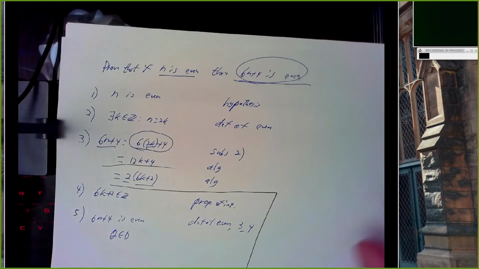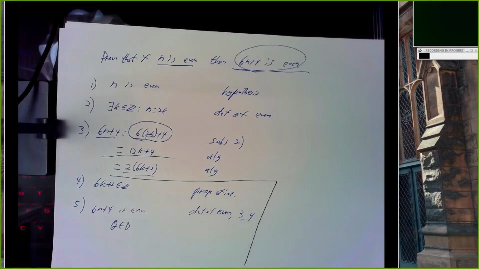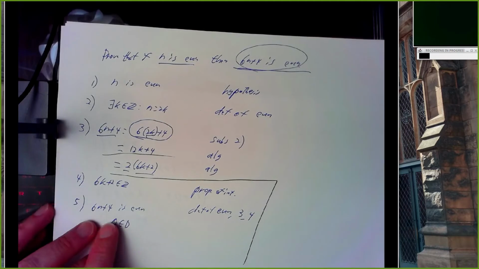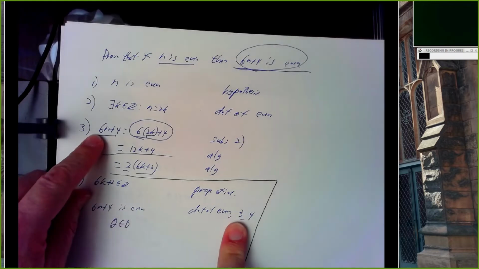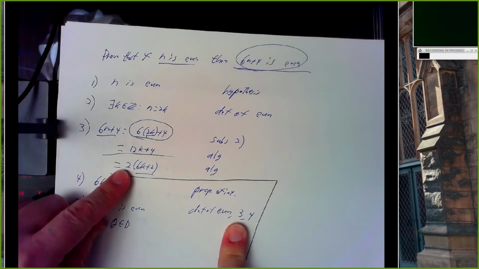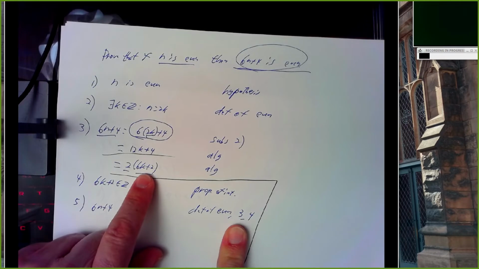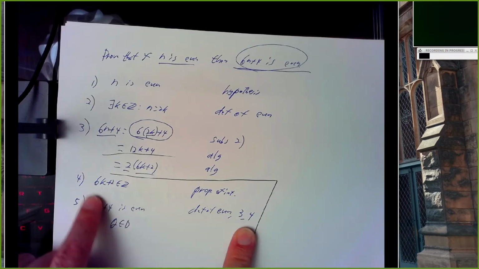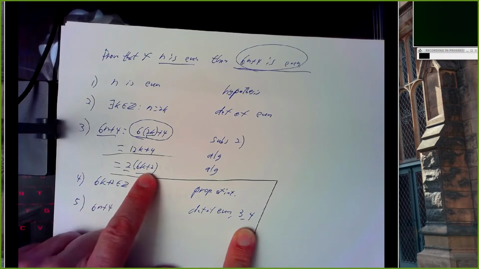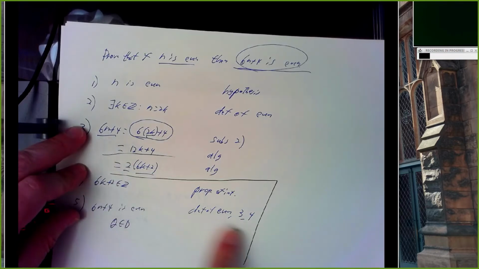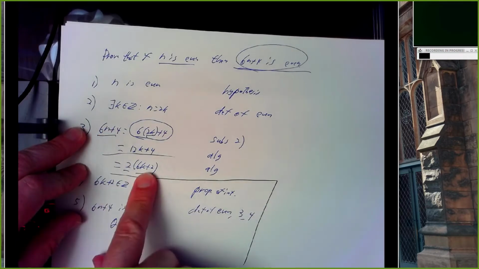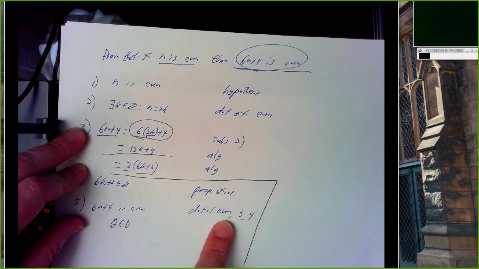Sorry, on statement 4, how do you go from statement 4 to statement 5? So the definition of an even number is a number that can be written as 2 times an integer. And so in statement 3, we showed that 6n plus 4 is 2 times 6k plus 2. And in statement 4, we showed 6k plus 2, this thing right here, is an integer. So those two things together demonstrate 6n plus 4 can be written as 2 times an integer, and that's the definition of being even.